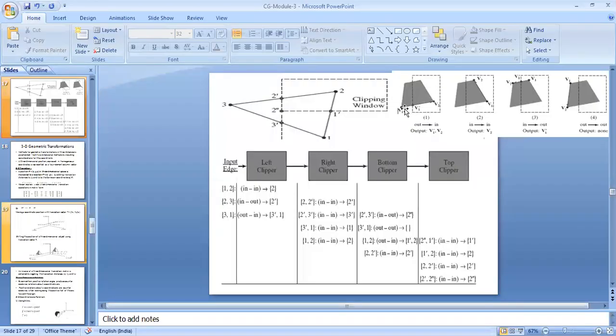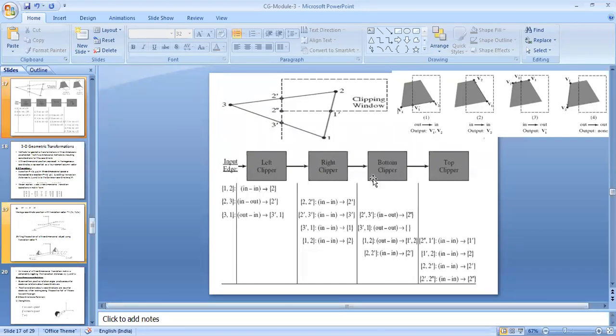So first you should be knowing what are the four criteria, right? If my edge is moving from out to in, the output is the intersection point and the second point. If my edge is moving from in to in, then the second vertex. If my edge is moving from in to out, it is the intersection point. And if both the points are out to out, then I need not choose anything here.